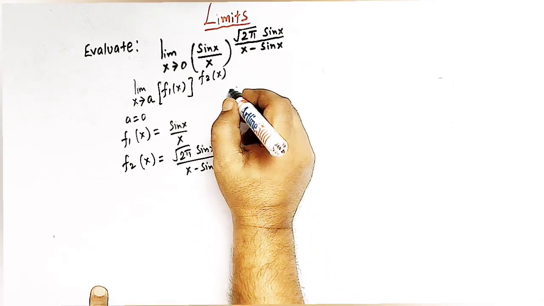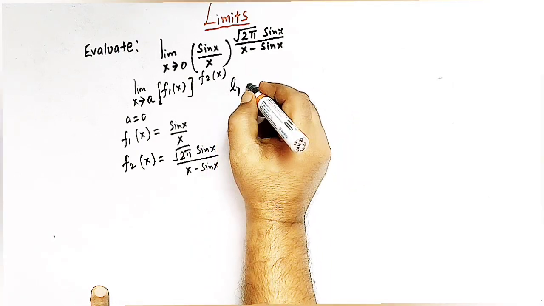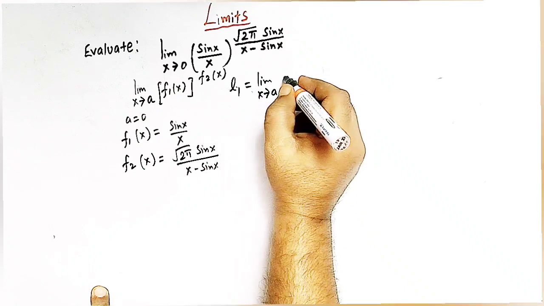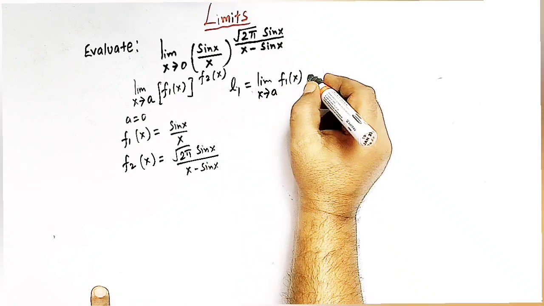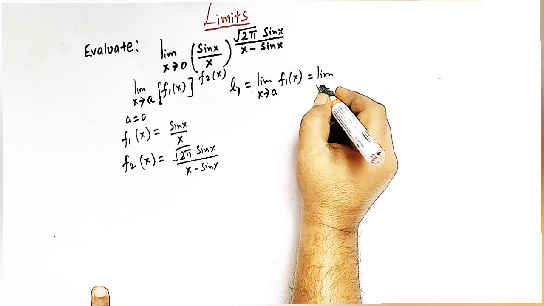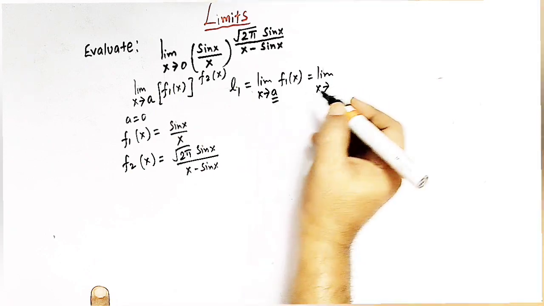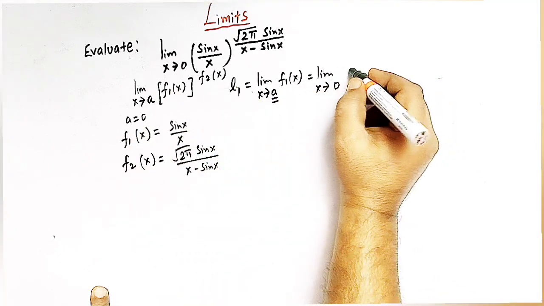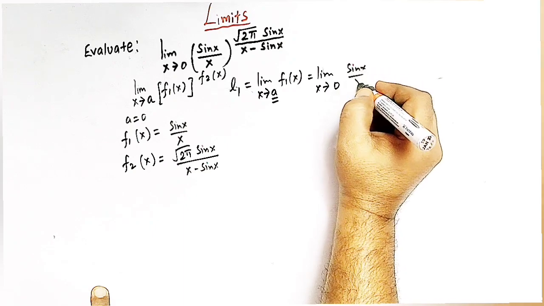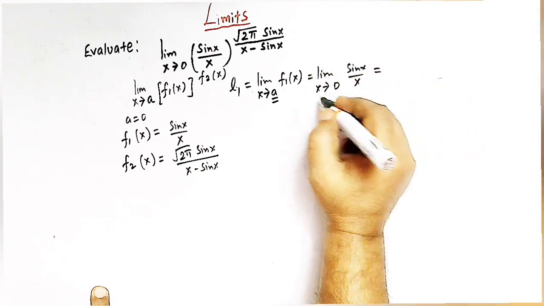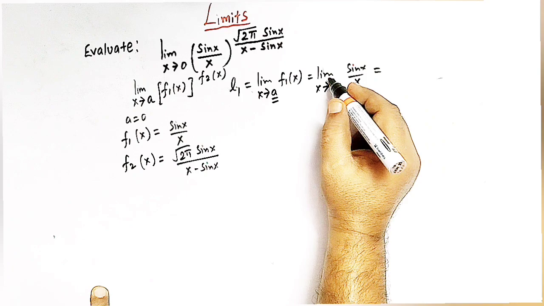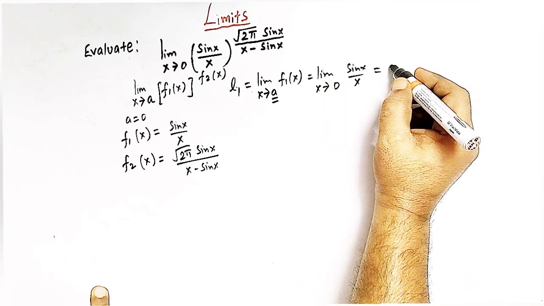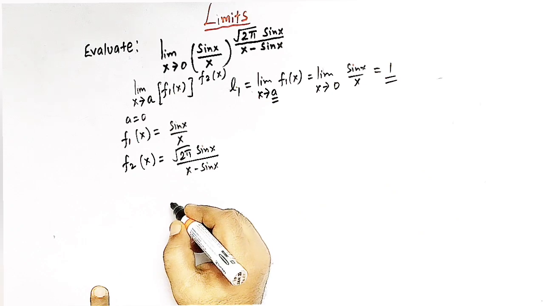So now let us find out the value of the limit L1. L1 is limit x tends to a of f1(x), and we have limit x tends to 0 because a is 0, and f1(x) is sine x over x. And we know that this is a standard result in limits: limit theta tends to 0 of sine theta over theta is equal to 1, right?